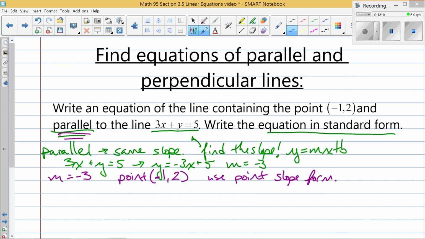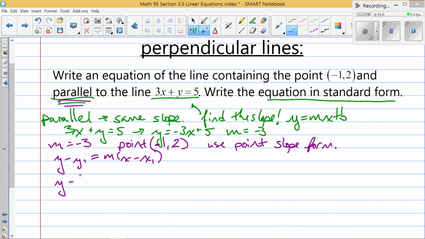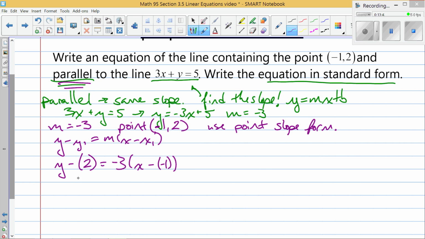So I've got my y minus y1 equals m times x minus x1. That's my form. And now I'm going to fill in the pieces. y minus my y value, 2, equals my m, which is -3, times x minus -1. Do a little bit of simplification. y minus 2 equals -3x. Count my negative signs again. This x minus a -1 makes this inside here a +1, and it's being multiplied by a -3, so I get a -3.